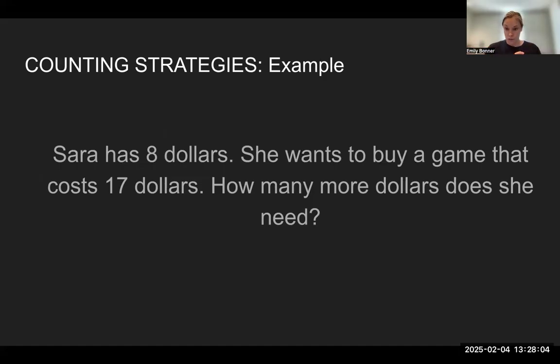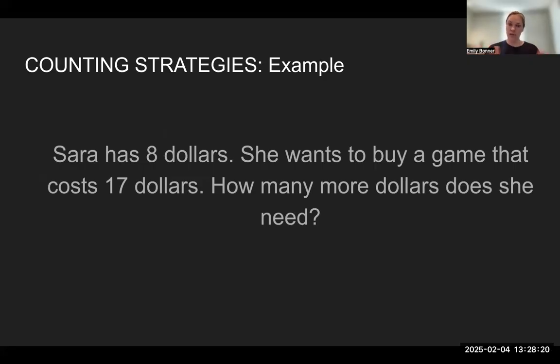You may also have students who do some version of this, but the other way. So they know that they need to take the difference between 8 and 17. So 17 minus 8 is going to give them 9, which also gives them the correct answer. And that's the nice thing about CGI problems, is that they can solve it in multiple ways.